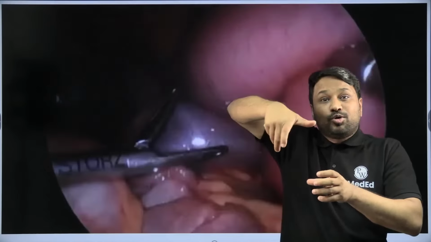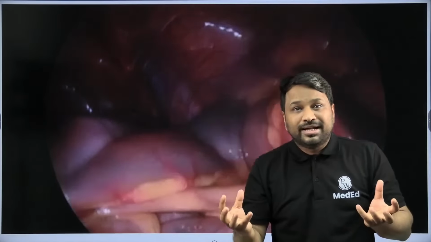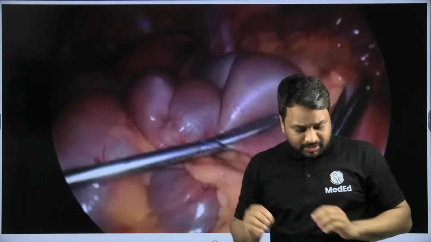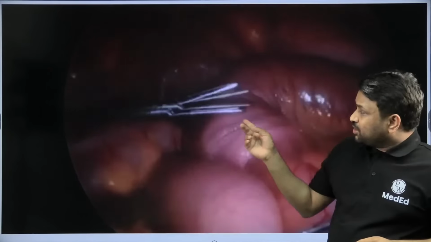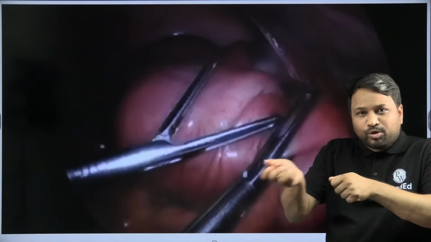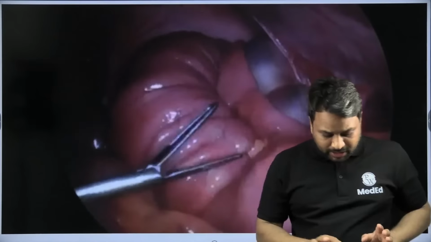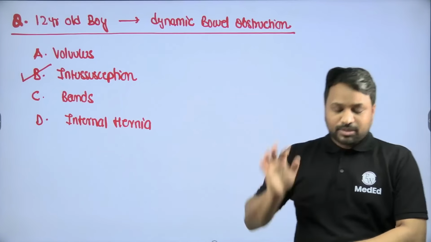In volvulus, it is going to rotate on itself. There will be a massive ballooning that you will see. So hence the answer here is going to be intussusception. As you can see, the proximal end of the bowel, as we continue to pull, we're milking the bowel loop, and this is your intussusception. So the first question, the answer was intussusception.